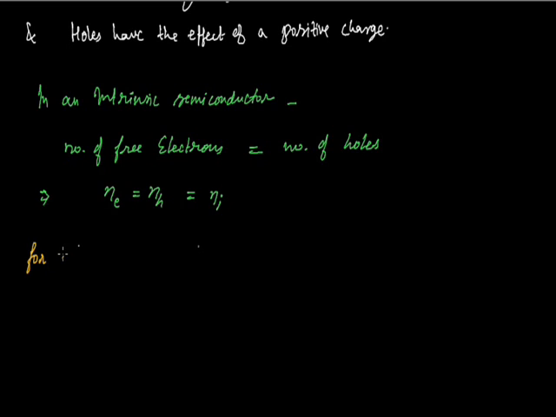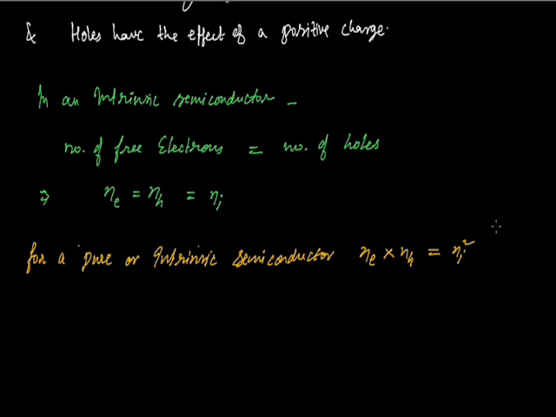So for a pure or intrinsic semiconductor, the product of the concentration of electrons and the concentration of holes gives the square of the concentration of either the positive or negative charge carriers for an intrinsic semiconductor.